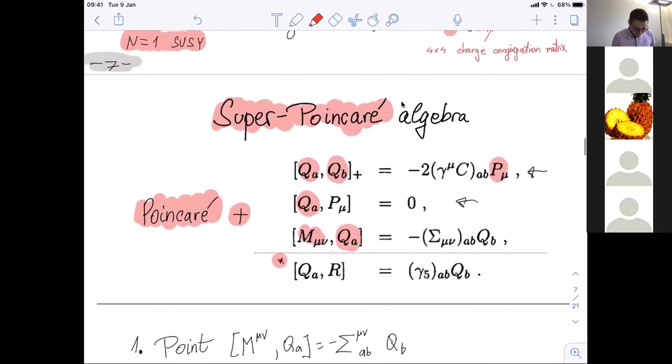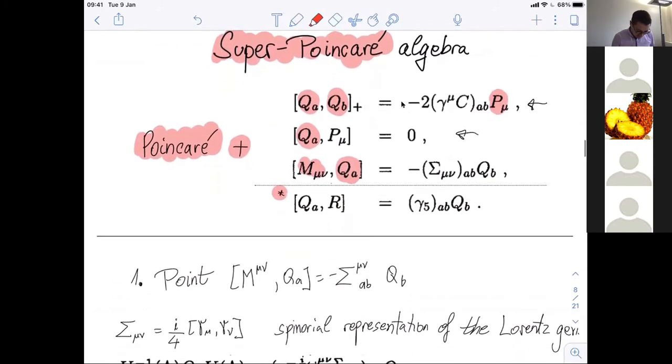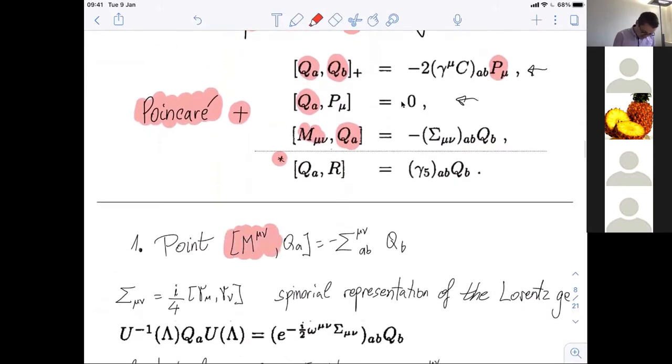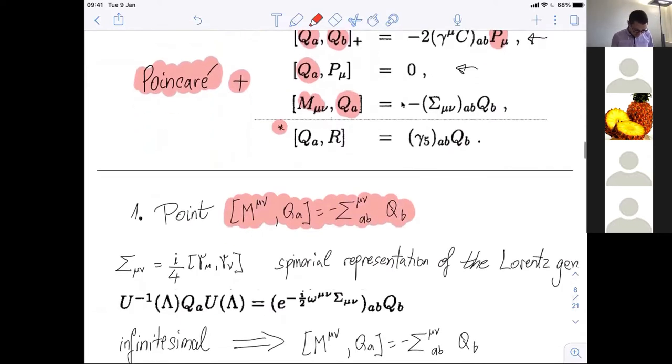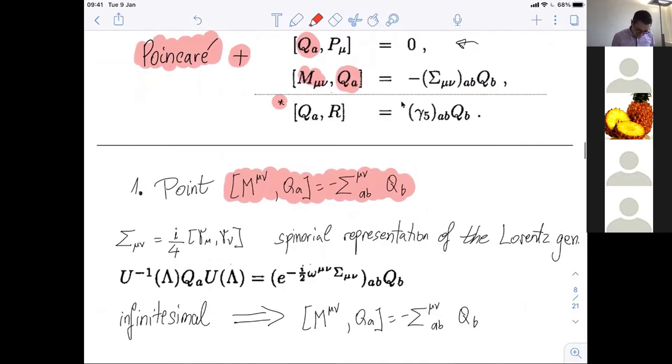Okay, so I will call this odd generator from now on a supercharge, because it's a generator of supersymmetry, and it really is a charge in another sense. So let's start with the last relation, which is this relation. So this sigma is basically, in terms of gamma matrices in Dirac space, the commutator of the gamma matrices, sigma mu nu. And if you remember this from Dirac spinors, this is the spinor representation of the Lorentz group.